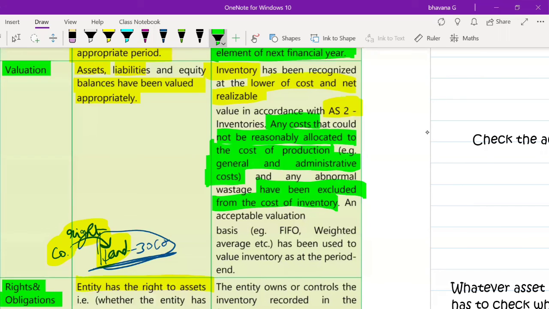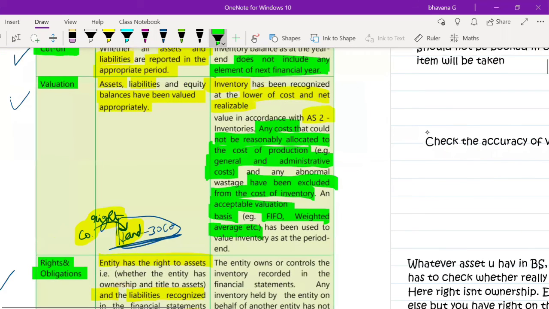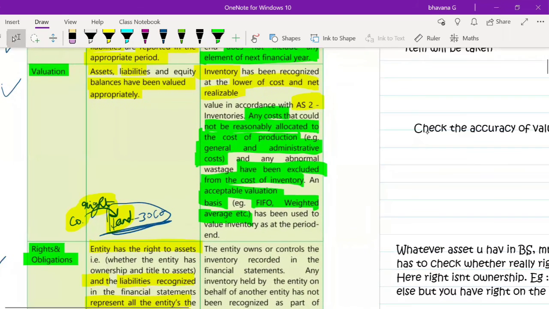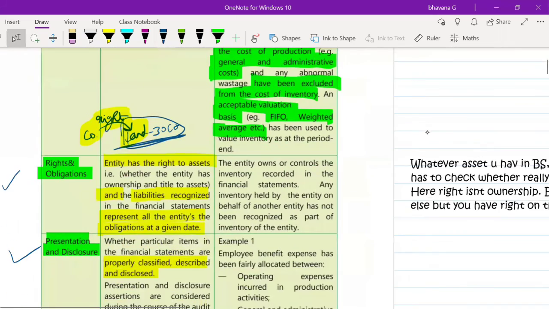And also, if there were some expenses relating to general and administration costs, that also you must exclude. And whatever acceptable valuation basis is, whether FIFO, weighted average, or LIFO, whatever it is, according to that only you have to see whether you have properly valued the inventory, because the valuation in such case will change, right? So all these, whether you have taken into account, you have to see.